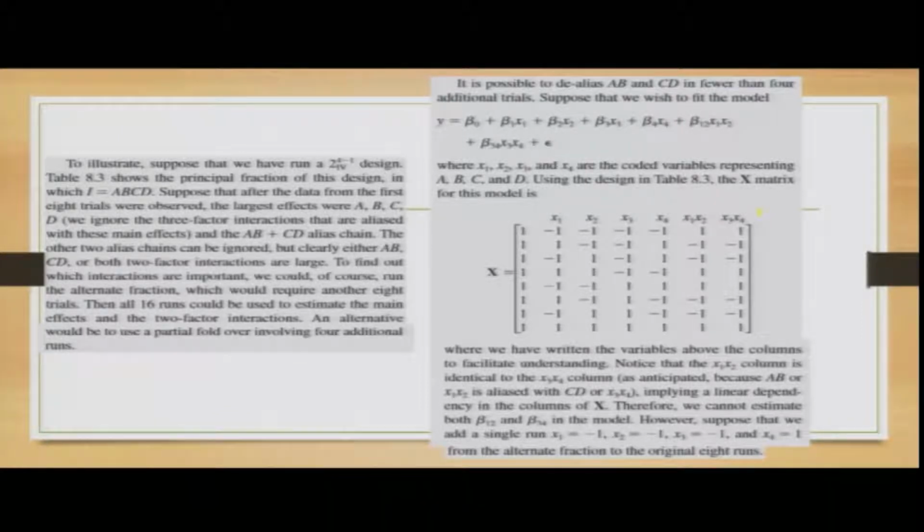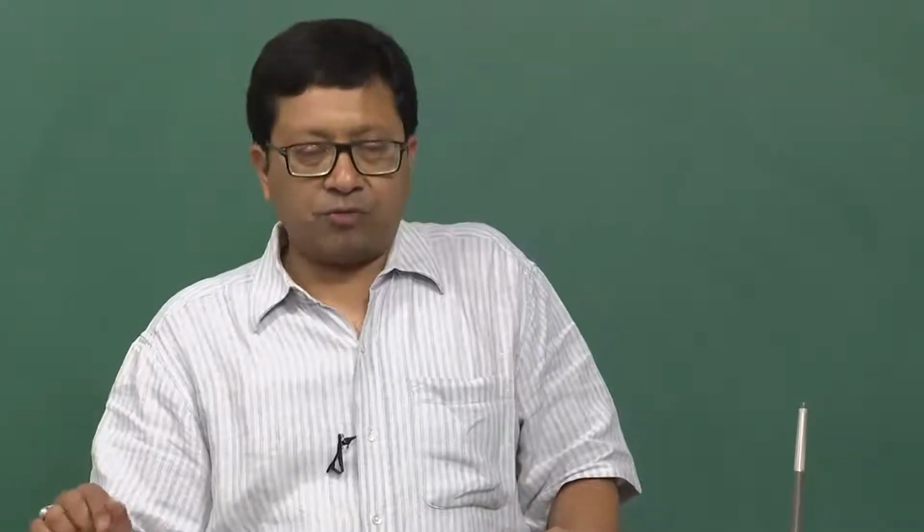Initially, because there was no fold, it was y is equal to beta naught plus beta 1 x1 plus beta 2 x2 plus beta 3 x3 plus epsilon. Now the model is changing. What is it? Please pay attention. It will be y is equal to beta naught plus beta 1 into x1 plus beta 2 into x2 plus beta 3 into x3. This remains as it is.